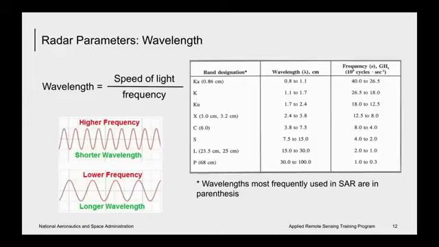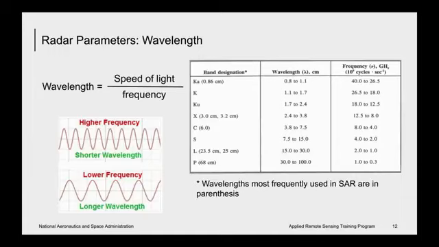So wavelength is the length from the peak of one wave to the peak of the next wave. And in radar remote sensing, we often talk about wavelength rather than frequency. This is because the length of the wave defines the interaction of the signal with the surface or the medium. Wavelength is inversely related to frequency. It is the speed of light divided by frequency. The higher the frequency, the shorter the wavelength, and vice versa.